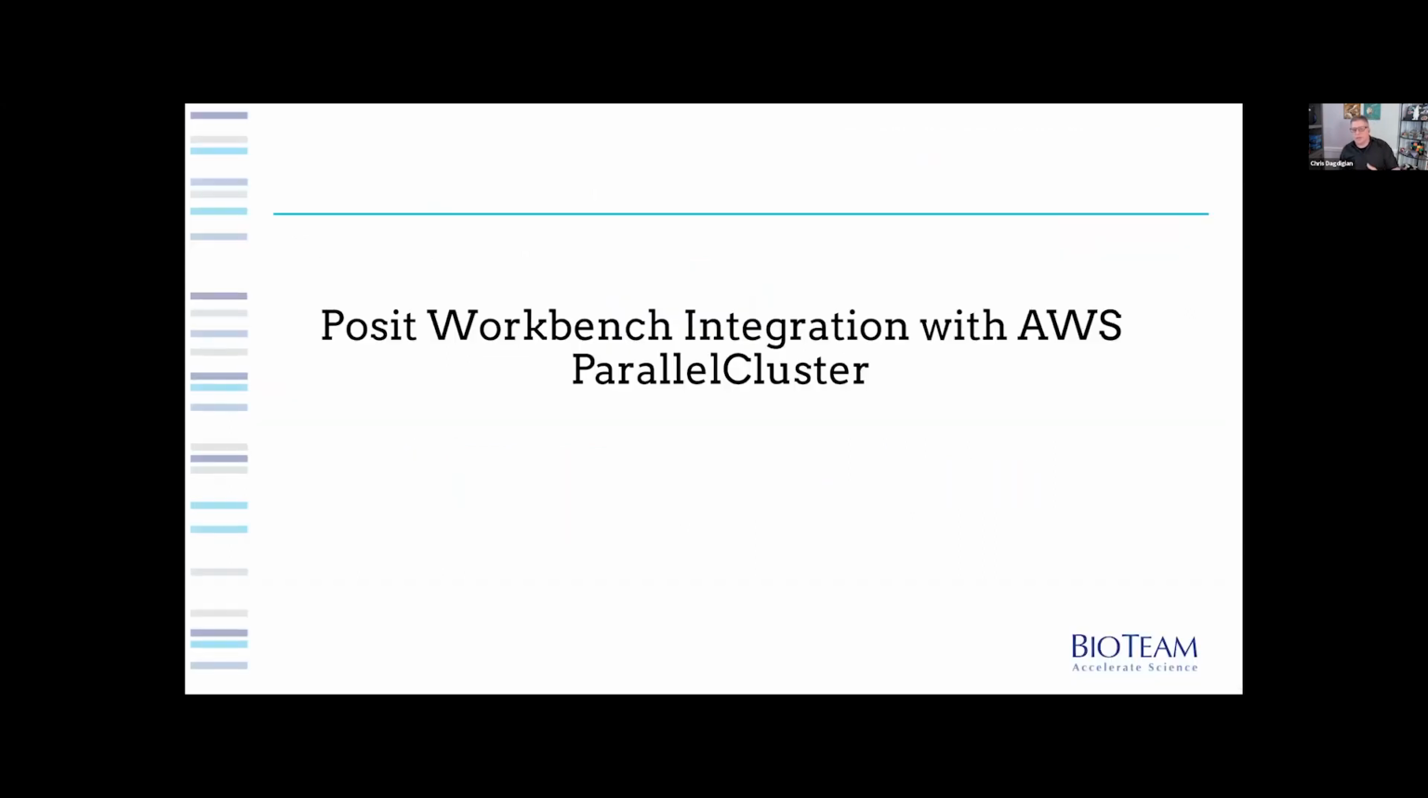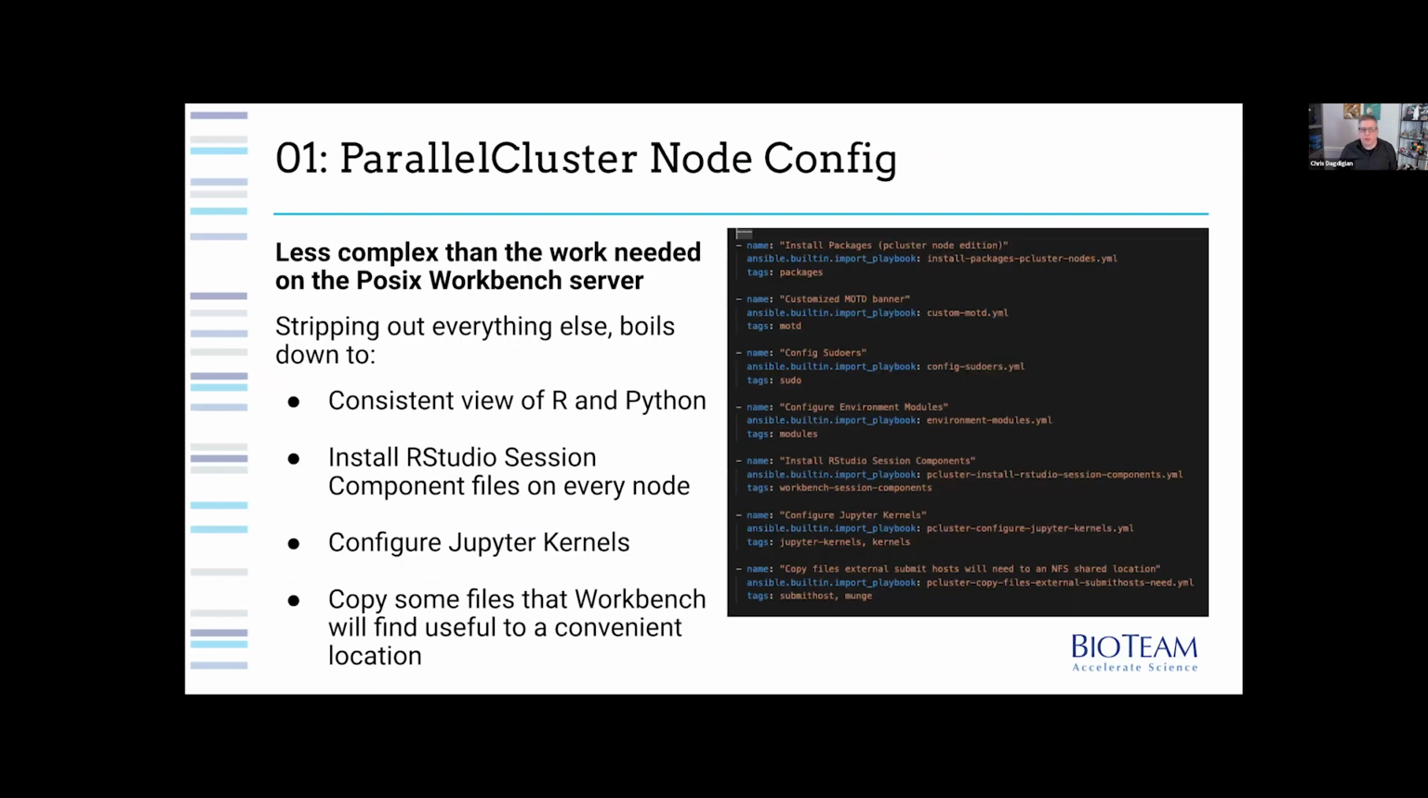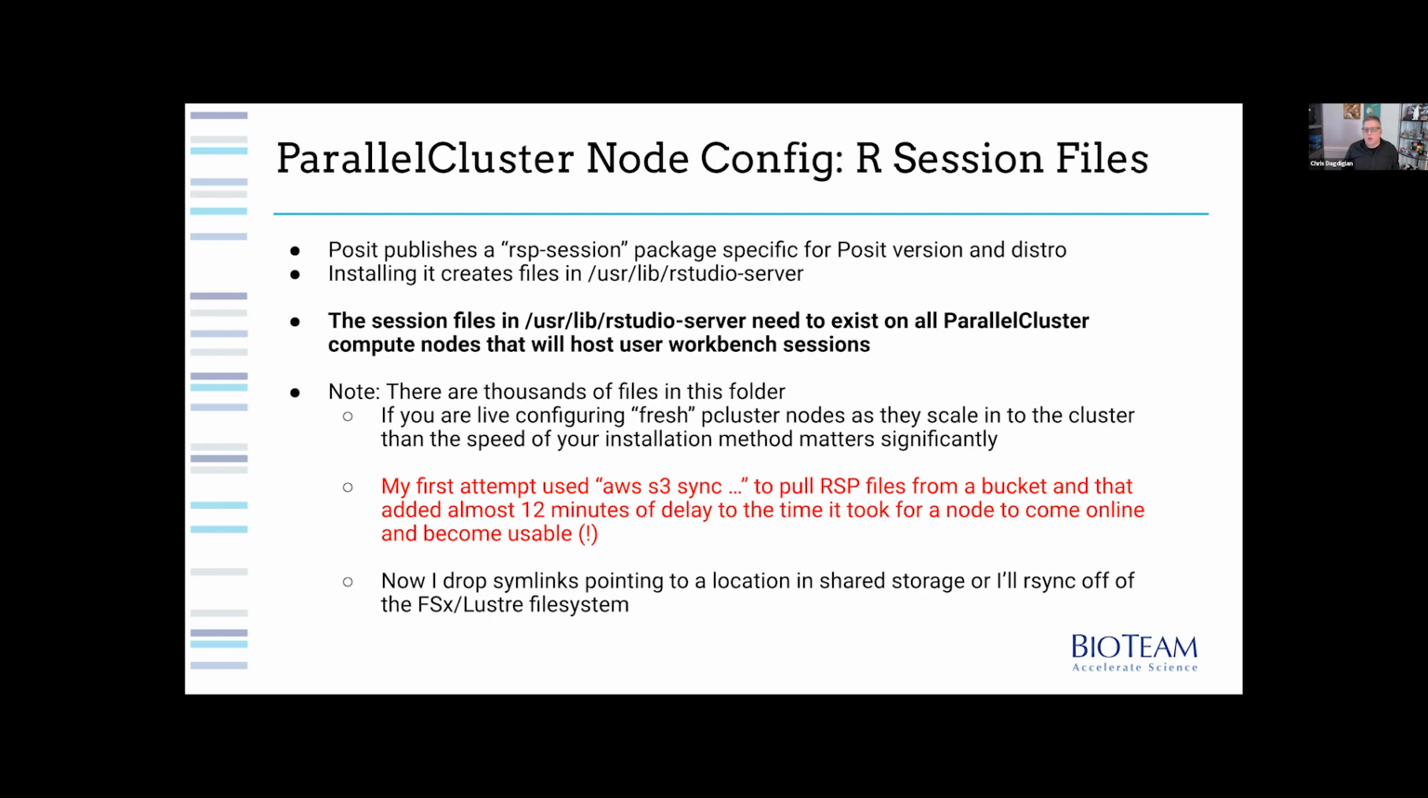And so finally, getting down into the weeds, the things that you have to think about here. Configuring ParallelCluster to be aware of Workbench is relatively easy. At the end of the day, there's only a couple of steps. You need a consistent view of R and Python. There's a particular set of RStudio session files that need to be present on every node. You want to have Jupyter kernel configuration files present on every node. And then finally, it's helpful to copy a couple of files out of ParallelCluster that Workbench is going to find useful when it self-configures. I've already talked about this here.